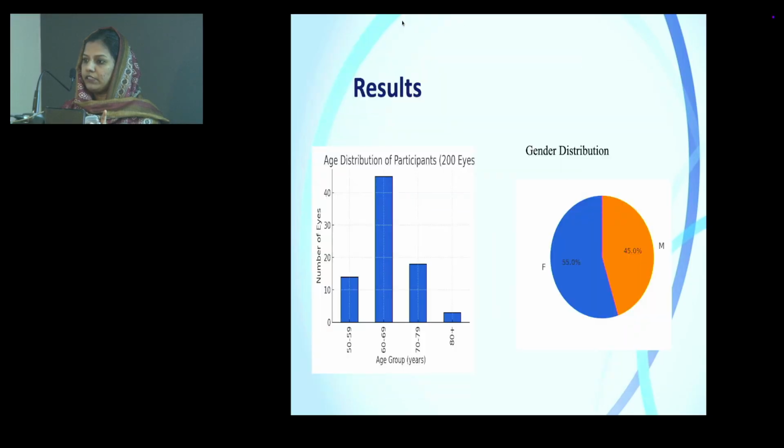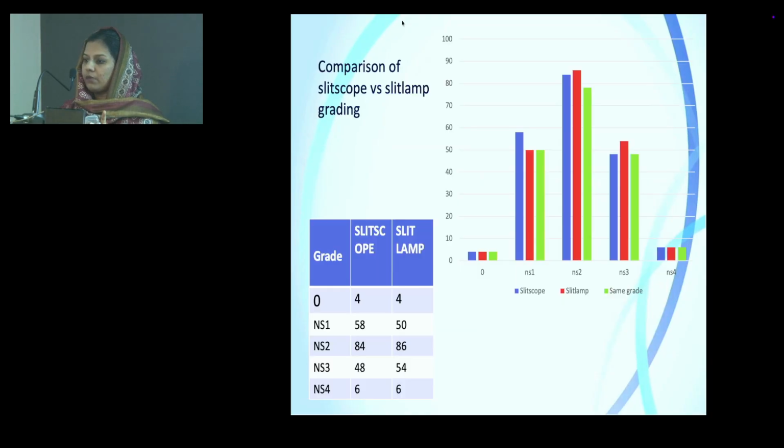Coming to results, the age distribution was 50 to 80 with an average age of 64. The gender distribution, male and female, shows an equal ratio of approximately 1:1. This is a graph showing a comparison of Cisco versus Slitscope grading, showing similar grades from both instruments.